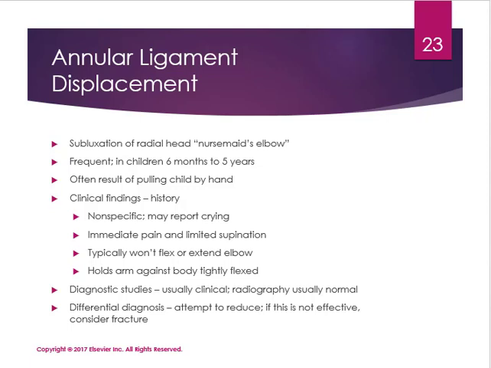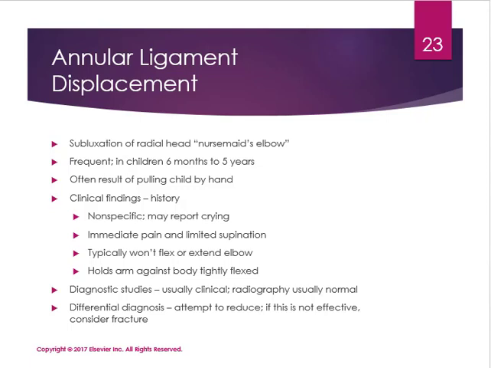When assessing this, it's really important to assess your history. Have there been nonspecific symptoms, such as the child crying? Was there immediate pain or limited supination of the area? The child typically won't flex or extend the elbow, and they may hold their arm against the body tightly flexed. Diagnosis is usually made by clinical symptoms, as x-rays are usually normal. If the history of the injury is not consistent with the mechanism expected for a nursemaid's elbow, or if the physical exam leads to concerns that there's further injury, then x-rays are indicated.